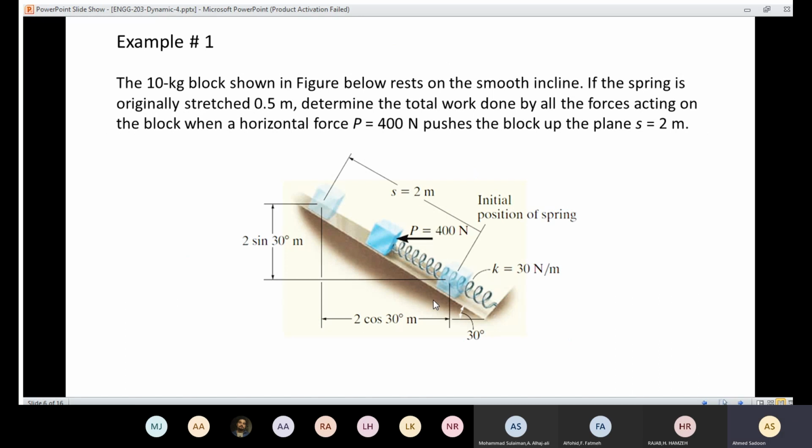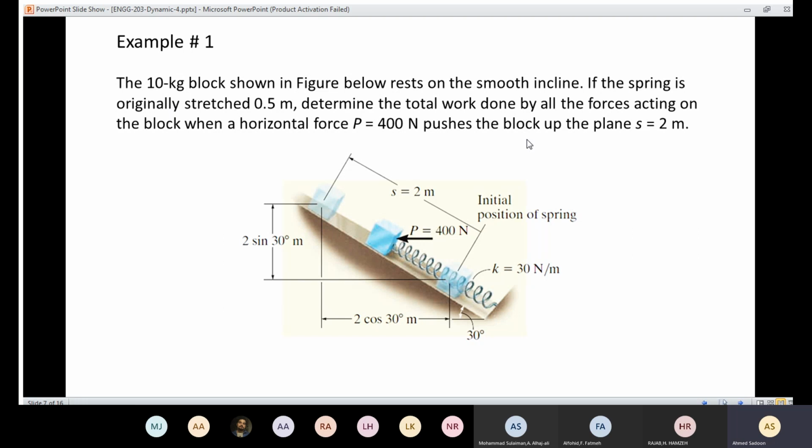So now let's see an example so that we can apply what we have learned. We need to determine the work done on that box here because of that applied force, the weight of the block, and the spring here. So we have a 10 kilogram block. The weight of that block is 10 kilograms, and it's resting on a smooth incline. We have an incline, and the surface here is smooth. If it's smooth, that means we don't have any friction.